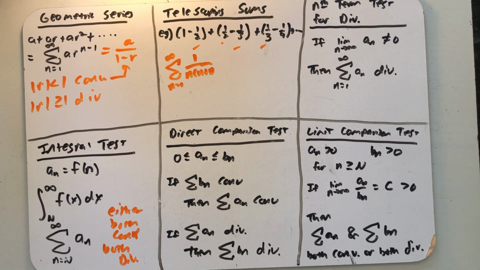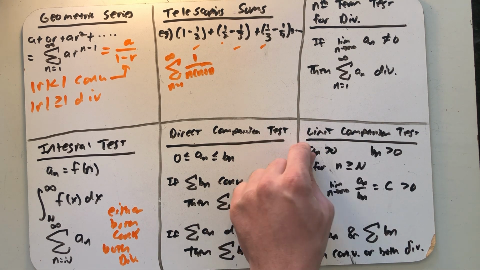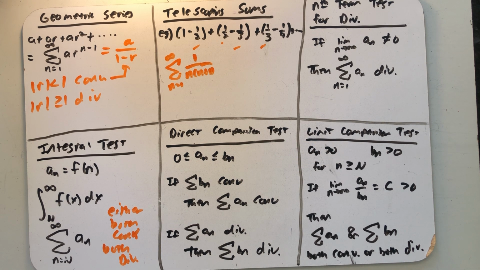The limit comparison test has me find a limit. I have to have series based upon sequences with positive terms for some n greater than or equal to N. If the limit as n approaches infinity of the quotient of those two nth terms is a constant, then the series either both converge or both diverge. And there are two more parts to the limit comparison test written down in our textbook, and you can take a look at that whenever you like.